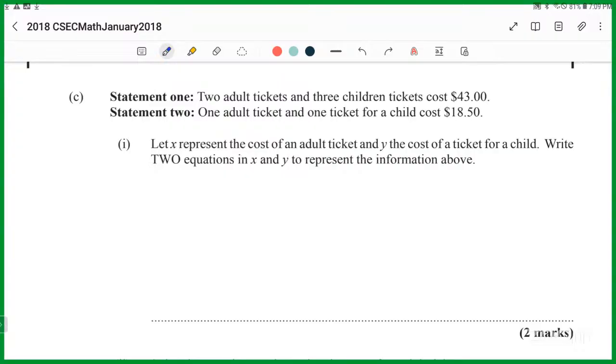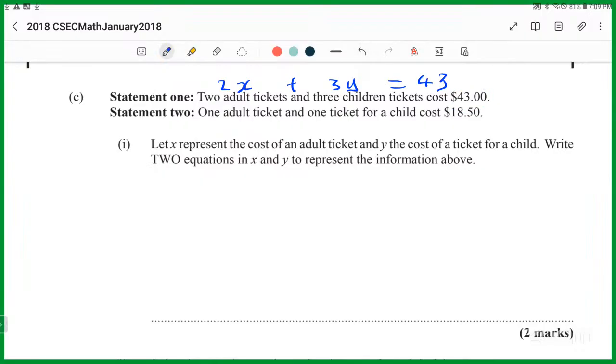This one says 2 adult tickets and three children tickets cost $43. Then it says 1 adult ticket and 1 ticket for a child costs $18.50. It says let X represent the cost of an adult ticket, and Y represent the cost of a child ticket. So 3 of them here, 2 of them there, add them up, it equals this amount of money, $43.